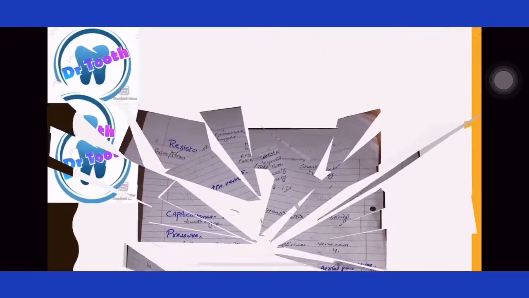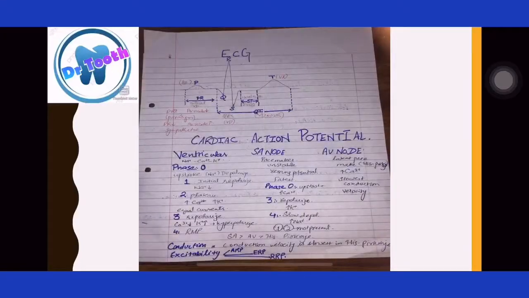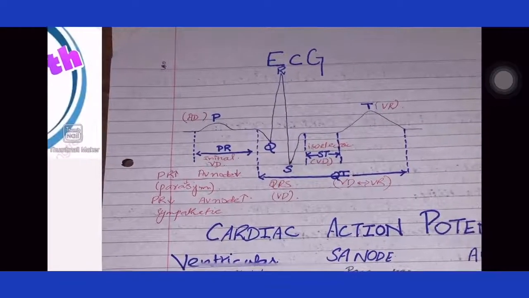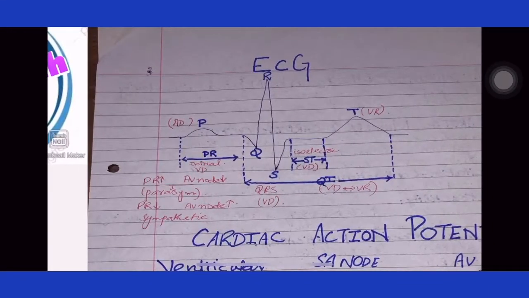Next we have ECG, electrocardiogram. That is one of the most important topics. So in electrocardiogram you need to know about the P wave, PR interval, QRS complex, QT interval, ST segment and T wave.